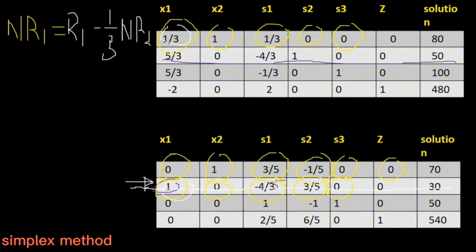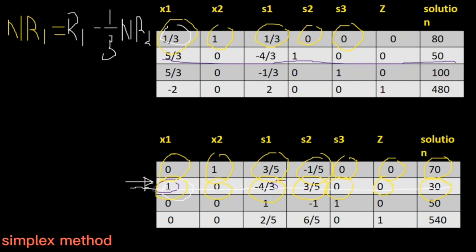And this other element, 100 minus 1/3 of 30. We are going to have 70. Okay, let's solve the next one.